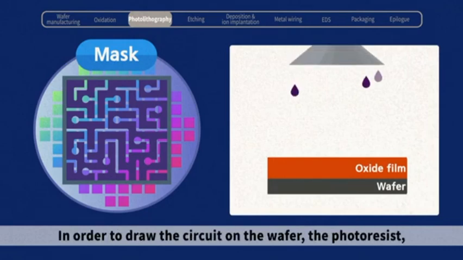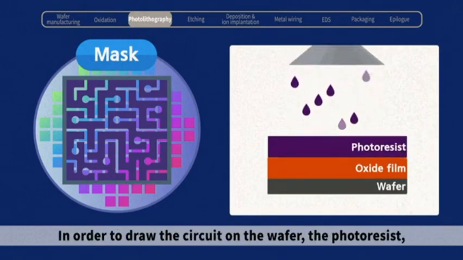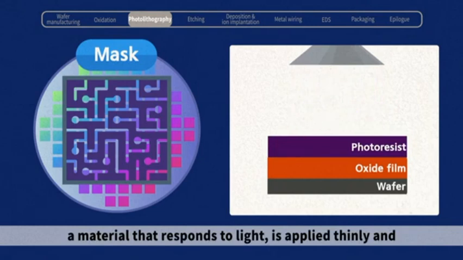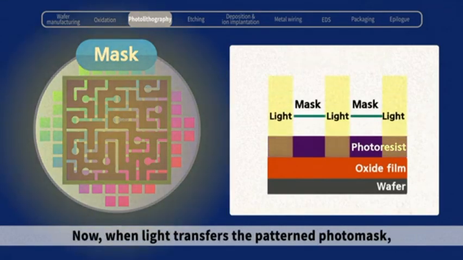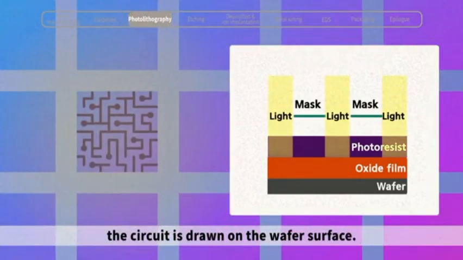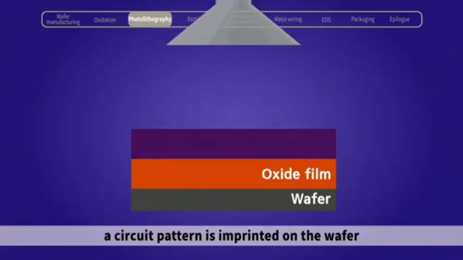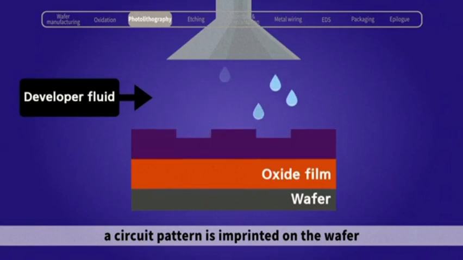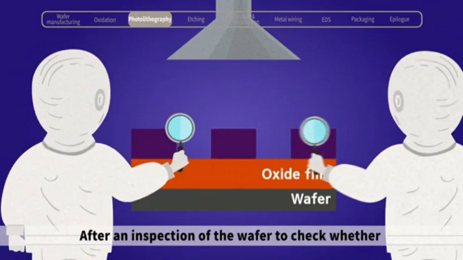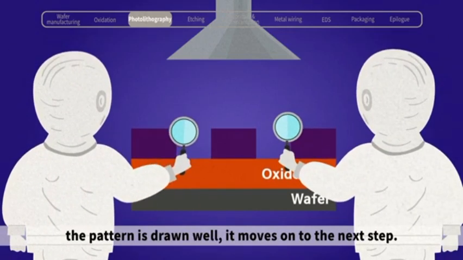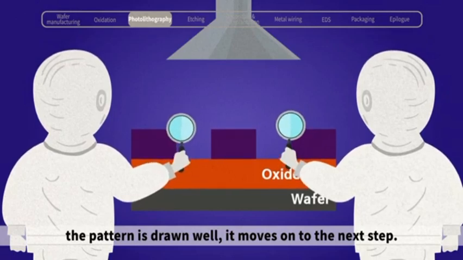In order to draw the circuit on the wafer, the photoresist, a material that responds to light, is applied thinly and evenly on the oxide film previously placed on the wafer. Now, when light transfers the pattern from the photomask, the circuit is drawn on the wafer surface. Just like developing a photo, a circuit pattern is imprinted on the wafer by spraying developer and removing unlit areas from the areas that are exposed to light. After an inspection of the wafer to check whether the pattern is drawn well, it moves on to the next step.